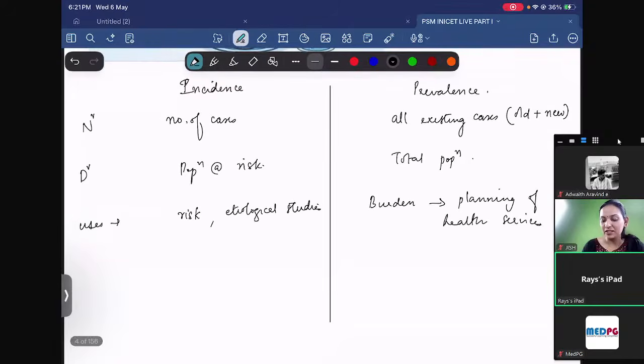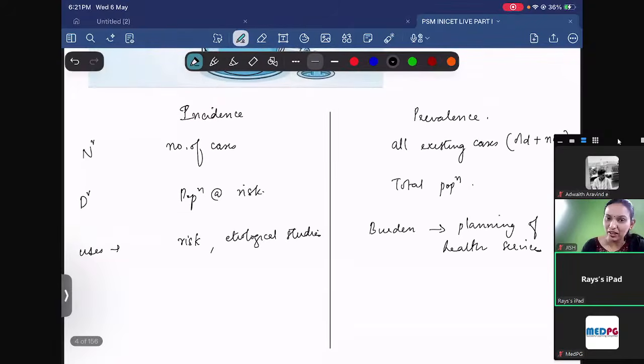And which study design helps you find the incidence? We have the cohort study. So it is a cohort study which will help you to calculate the risk and the incidence because you are following up the people, right? Whereas prevalence you get from cross-sectional studies. They are also called prevalence studies. So these are the basic differences between incidence and prevalence.